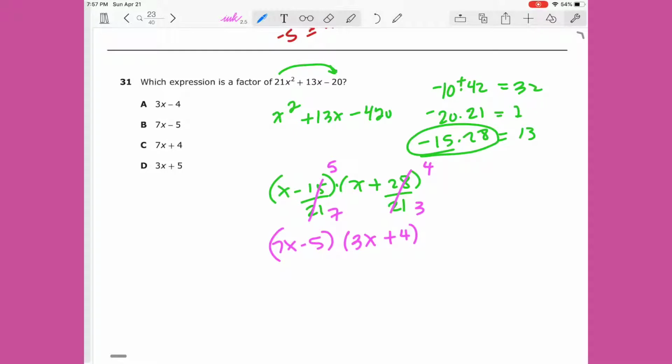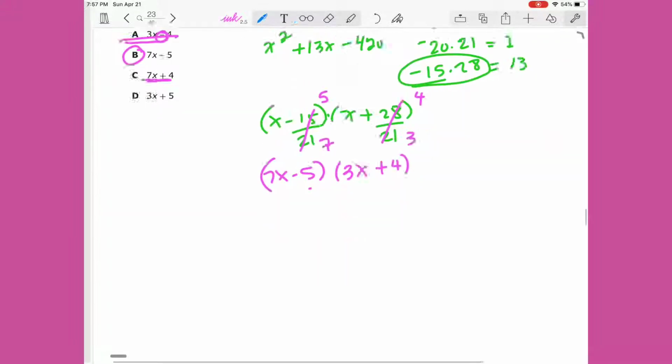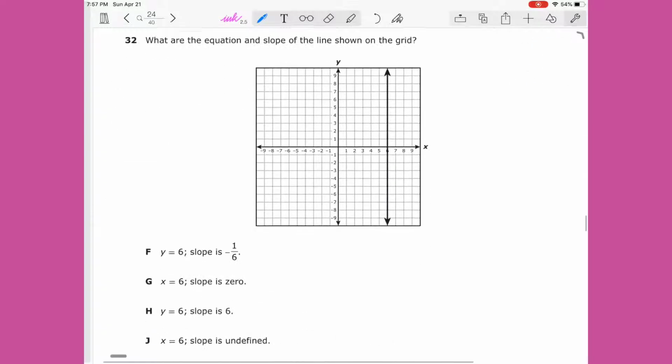All right, so this one doesn't match because there's a minus and it needs to be plus. So that's not our answer choice. But B has our mix, 7x minus 5. So that is correct. Again, this would be as if you mixed your B's up. And same with D. So our only answer choice possible for 31 is B.